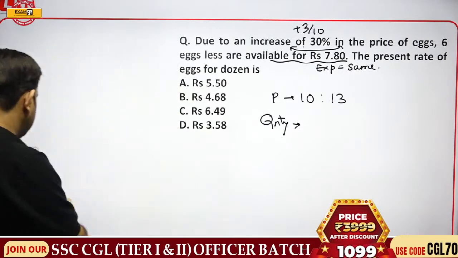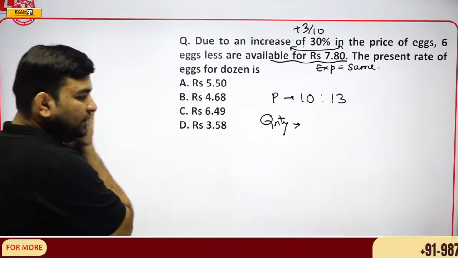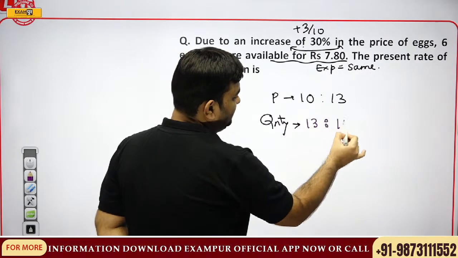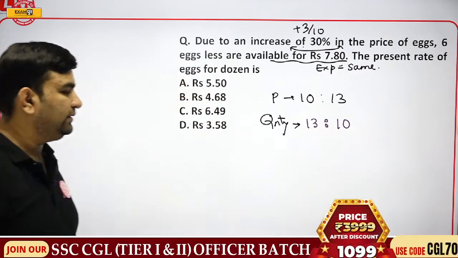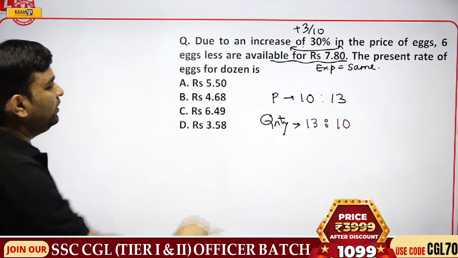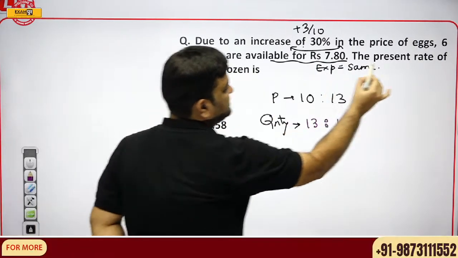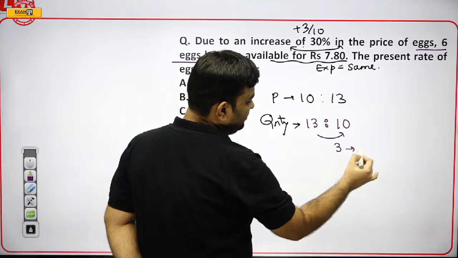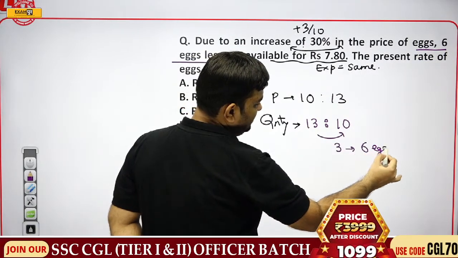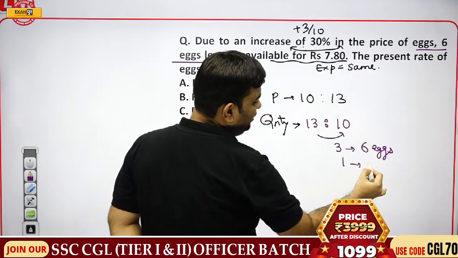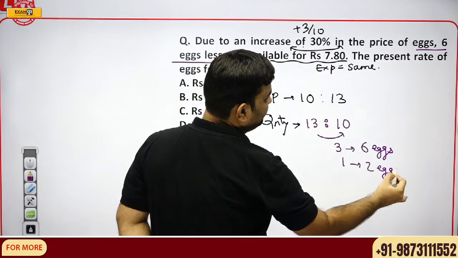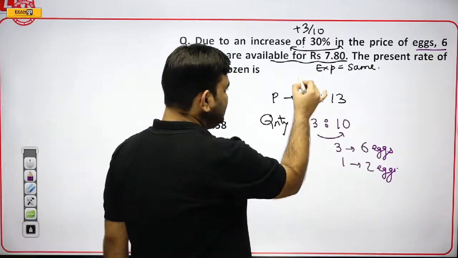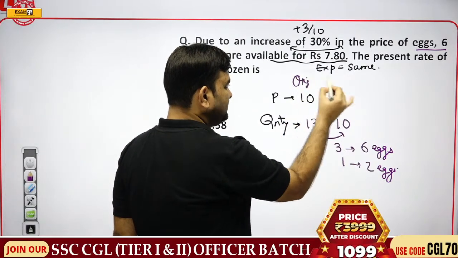So quantity should be in the inverse ratio, that is in the ratio 13:10. Now it is saying 6 fewer eggs. So quantity decreased by 3. 3 is equal to 6 eggs. So 1 is equal to 2 eggs. Okay, this is original and this is present.